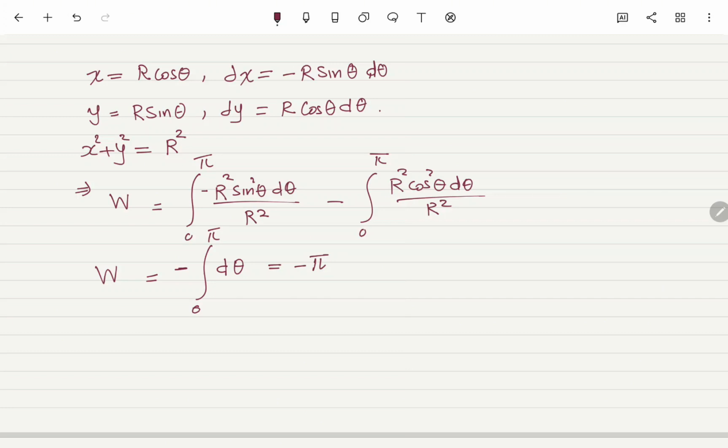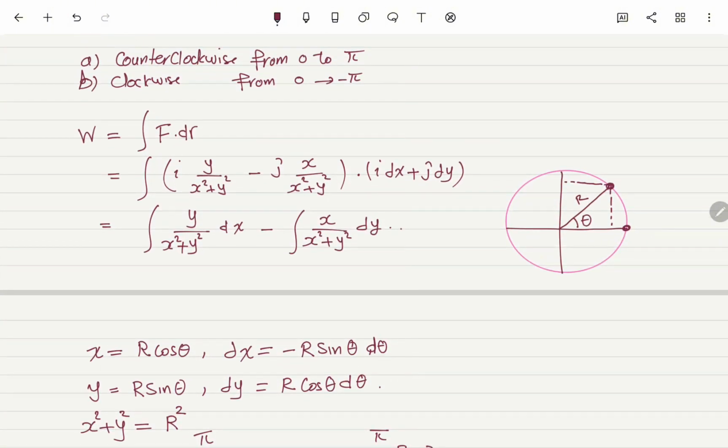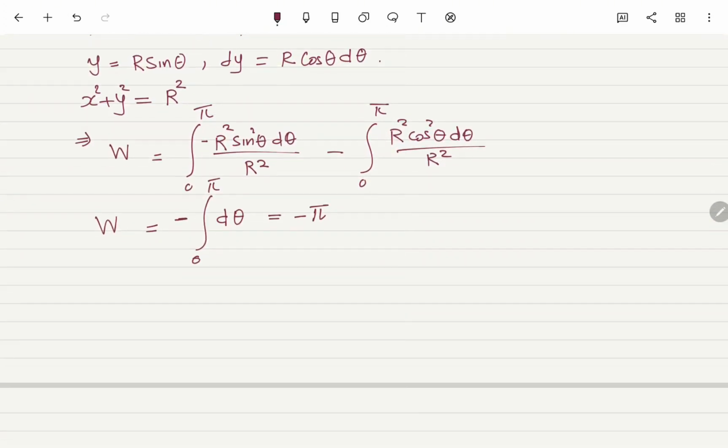Now for the second case, clockwise from 0 to minus π, we will follow the same procedure. Nothing will change from this here but the limits of the integral. So work equals the integration from 0 to minus π of minus dθ, which equals the integration from 0 to π of dθ, and this equals π.